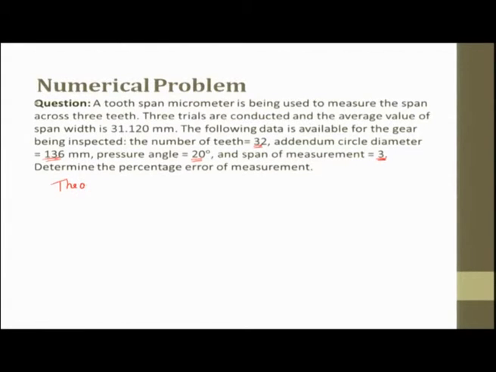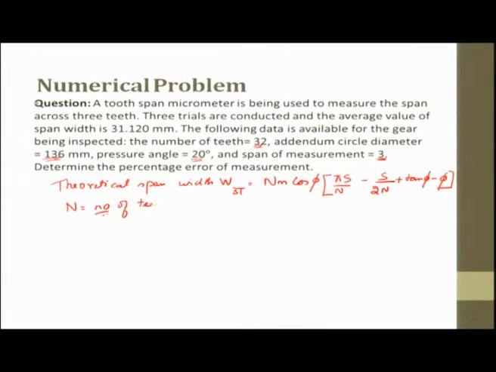The theoretical span width for 3 teeth is equal to n m cos phi times (pi (s minus 1/2) plus n (tan phi minus phi)). Now, let us write down: n equals the number of teeth, small m is the module, s is the span and phi is the pressure angle.